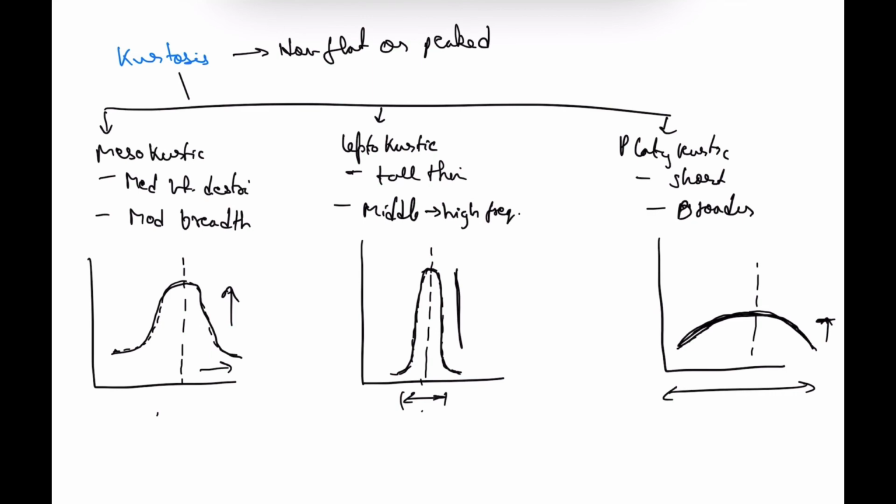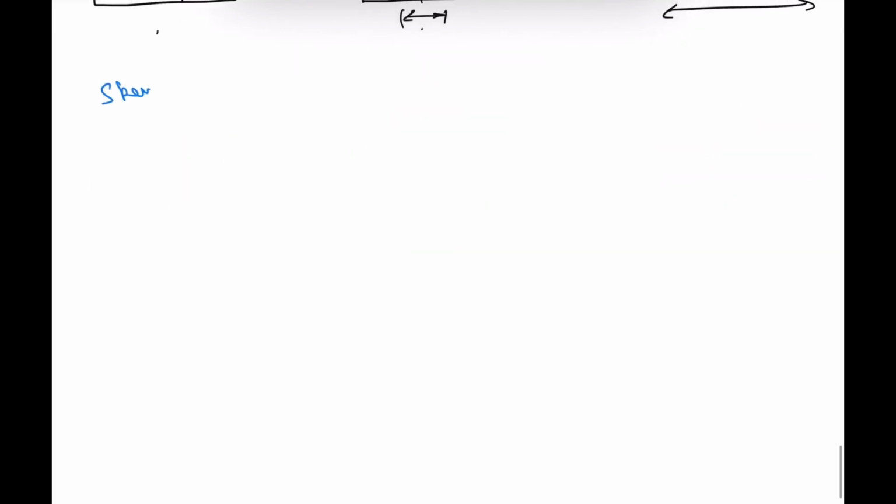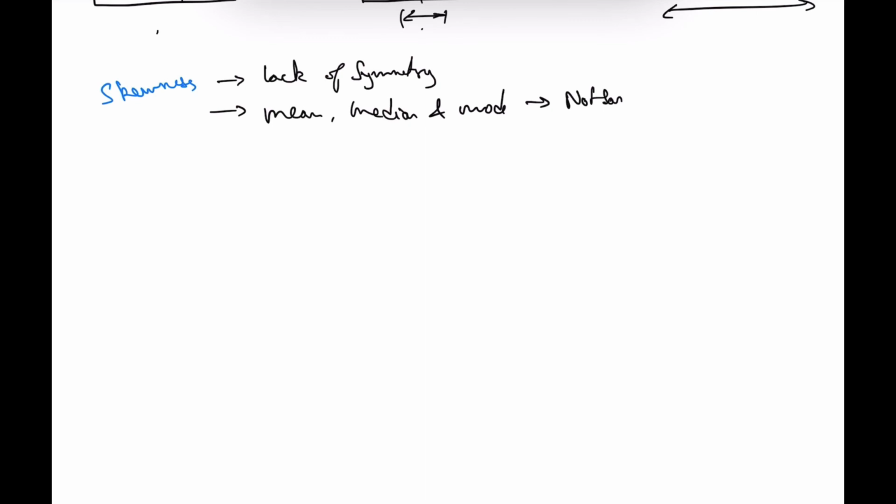Now we will talk about skewness. So what is skewness? Well, skewness is the lack of symmetry in a graph. So when we say that the graph is skewed or the distribution is skewed, it means that mean, median and mode are not the same. If we recall from our early learnings, if a graph is symmetrical, then there is a possibility that it is a normal probability curve, and for that the mean, median and mode will be the same.